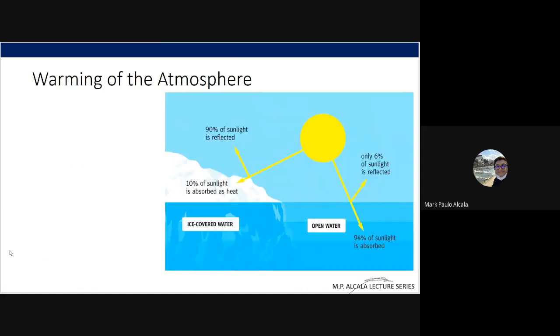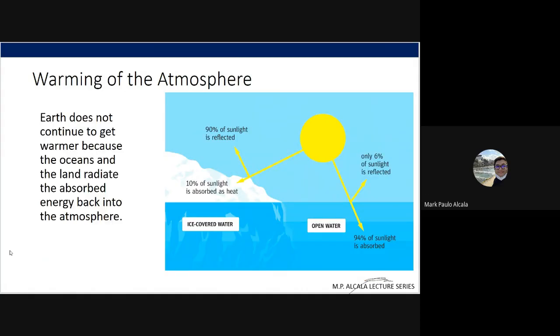Okay? So the Earth does not continue to get warmer because the oceans and land radiate energy back into the atmosphere. So that's why our Earth is designed well, by an intelligent creator, a creator with infinite intelligence.